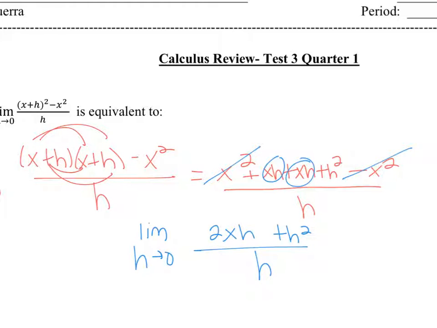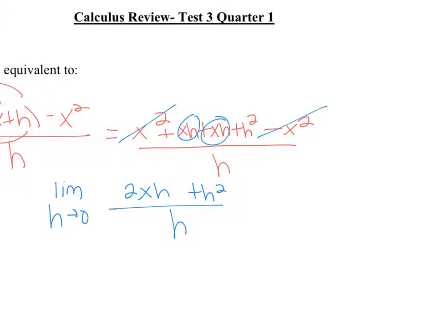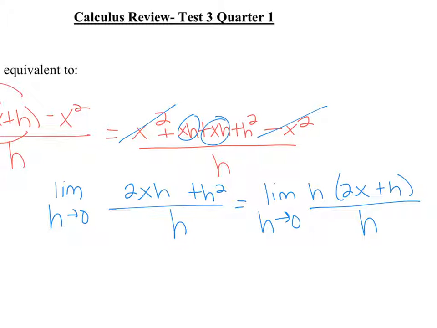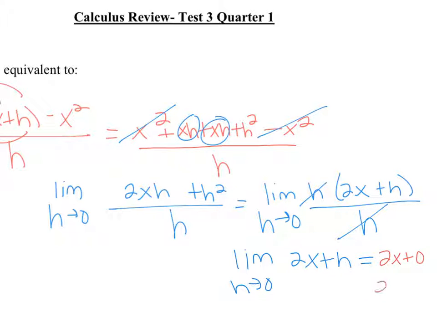so I'm going to have to do a little bit more, and what I'm going to do is factor the numerator. Okay, so if I factor the numerator, I can pull out a GCF of h, so I'm left with h times (2x plus h) all over h. The h's cancel out, and now what I have left is the limit as h approaches 0 of 2x plus h. The last thing I need to do is plug in that 0 for h, so I get 2x plus 0, that's just 2x. This is my final answer.